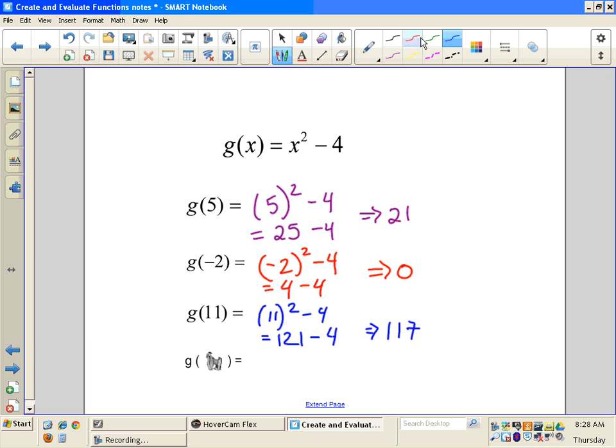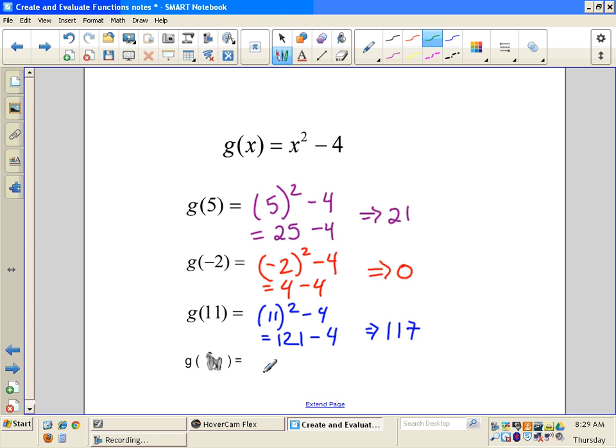Now maybe you're laughing a little bit about this bottom one, but this says, what if I want to put g of big ape, monkey ape in here? It's okay for the input to not be an actual numerical value. You're not going to be able to do much with it, but you can still input it into the function.